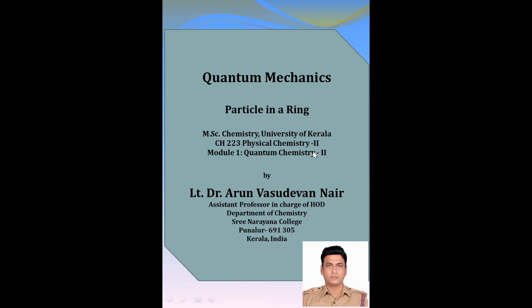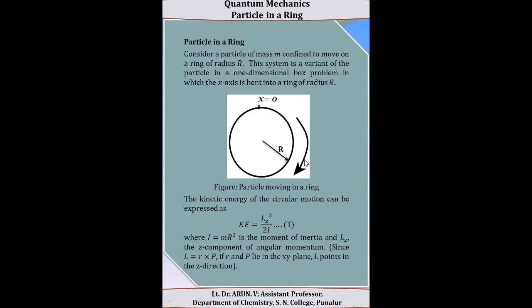I will be going to discuss the particle in a ring. Consider a particle of mass m confined to move on a ring of radius r. This system is a variant of the particle in a one-dimensional box problem in which the x-axis is bent into a ring of radius r, and this figure shows the movement of the particle in a ring.